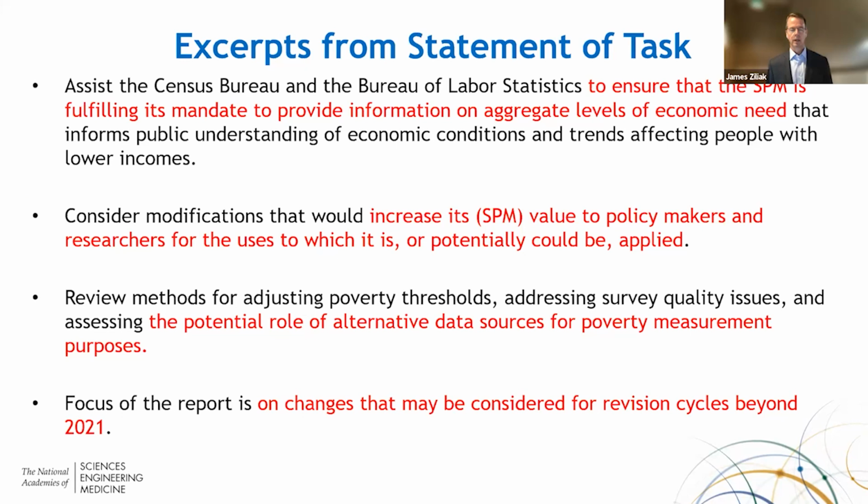So I want to begin with some excerpts from the statement of task of what our panel was tasked to do. This study was commissioned by the U.S. Census Bureau and the Bureau of Labor Statistics. We were asked to ensure that the current supplemental poverty measure is fulfilling its mandate to provide information on aggregate levels of economic need that informs the public understanding of what economic conditions and trends affecting people from lower incomes.